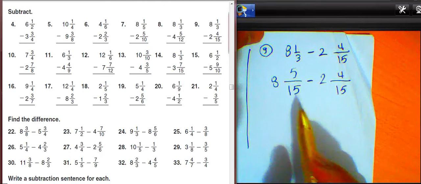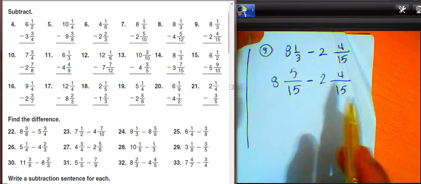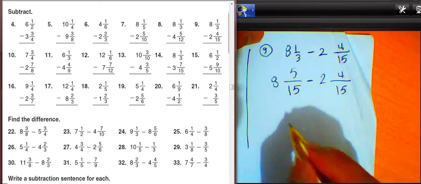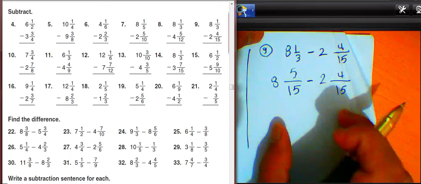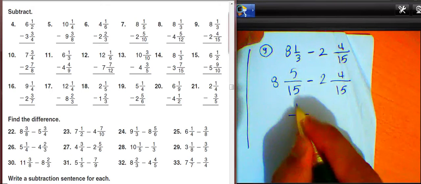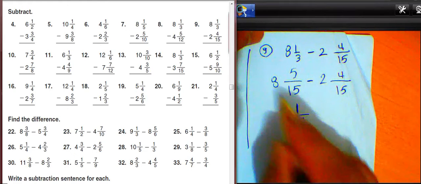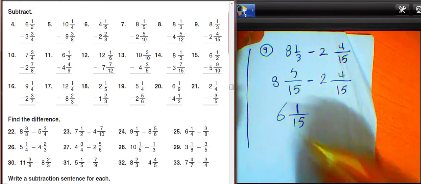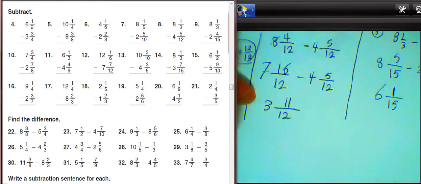We can find the result, because 5 minus 4 equals 1 and 8 subtract 2 equals 6. In this example we can't borrow 1, because 5 minus 4 equals 1. And we can write 15 here. 8 subtract 2 equals 6. That was question number 9. Question number 10.